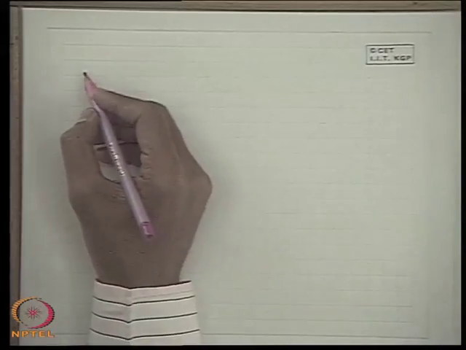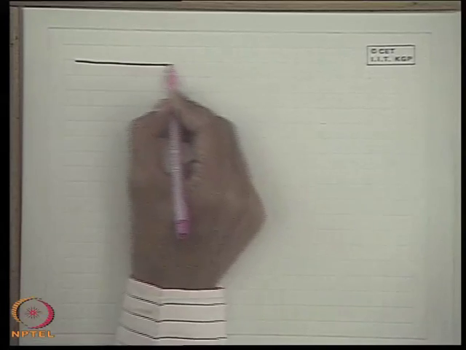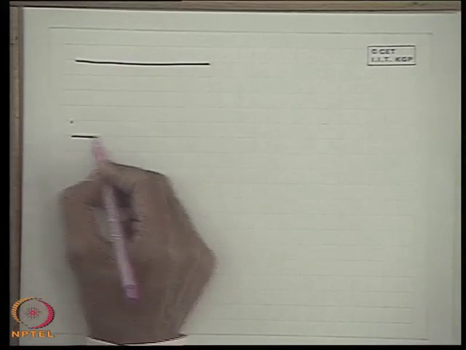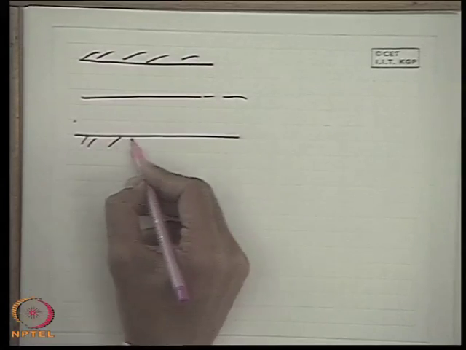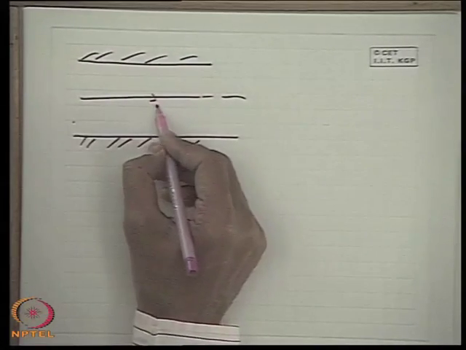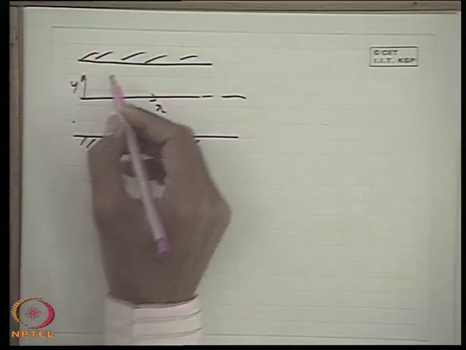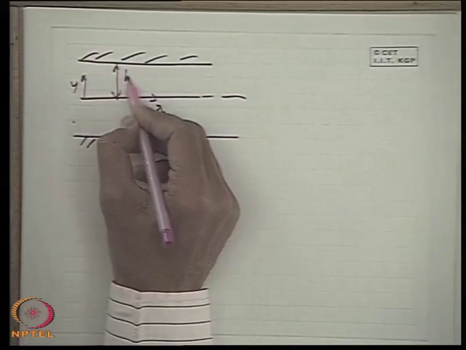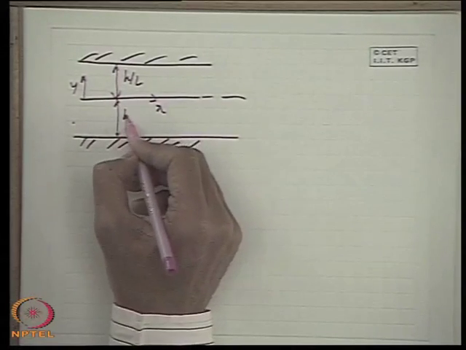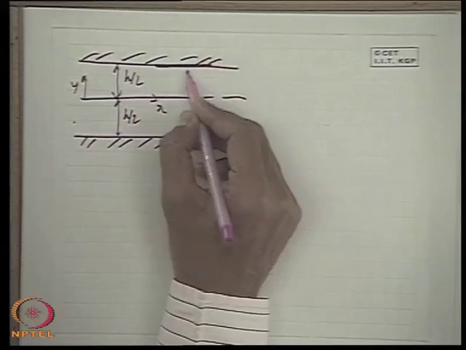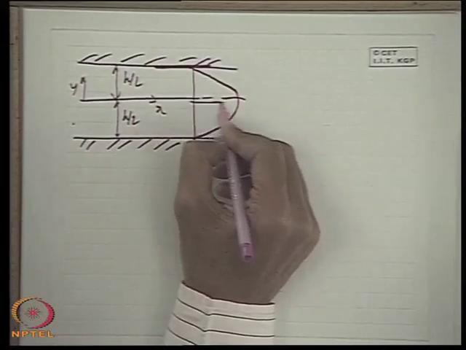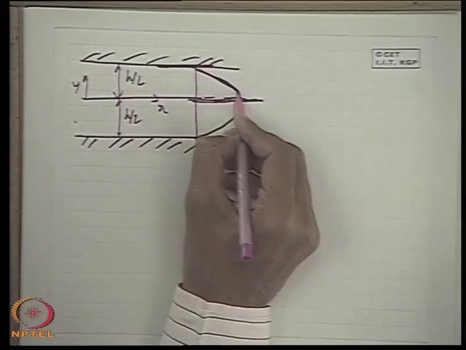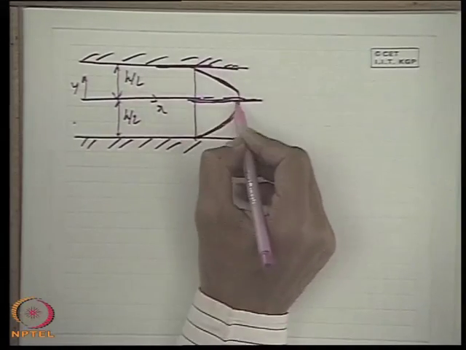Now, here if we want to find out the average flow velocity, this is the axis. So, this is x, this is y. This is the distance h by 2, this is the distance h by 2. This is the distribution of velocity. I am sorry, the drawing is not that good, however. So, this is the middle point.